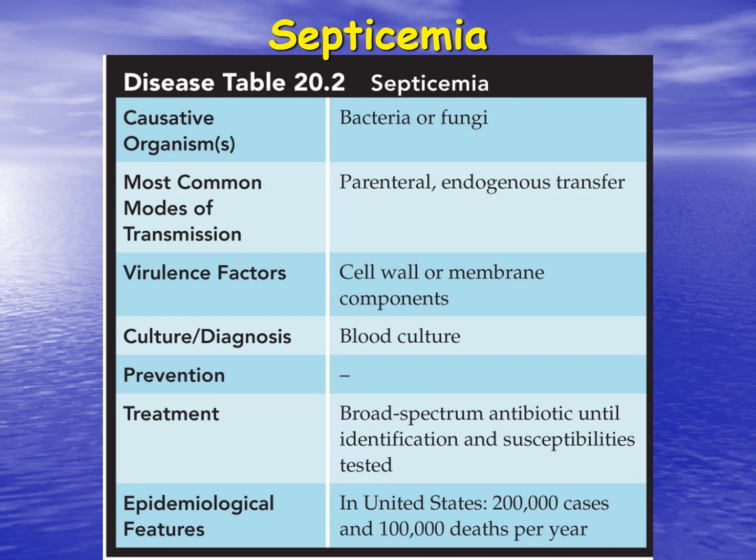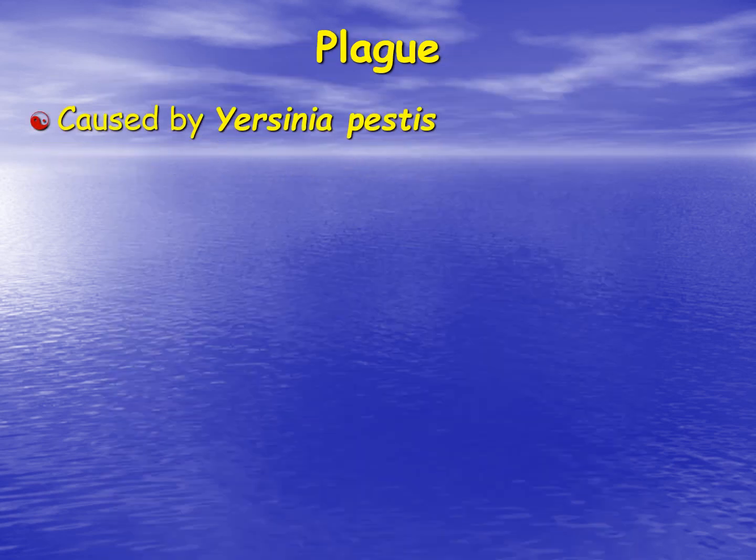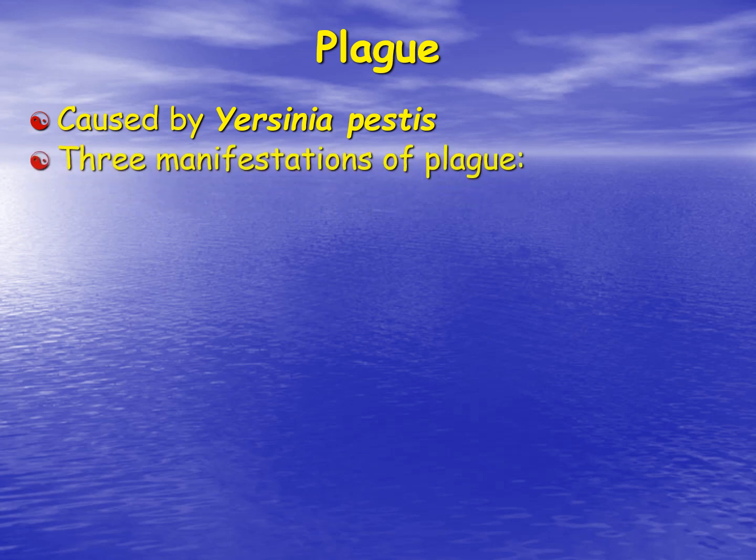There are a few fungi that can result in septicemia, but for the most part, septicemia is going to be a bacterial disease. And in the United States, we have somewhere around 200,000 cases of septicemia every year, and almost half of those actually will die. Now, the plague. You've probably heard of the plague. This is caused by the bacterium Yersinia pestis, and there are three manifestations in which plague can actually be seen.